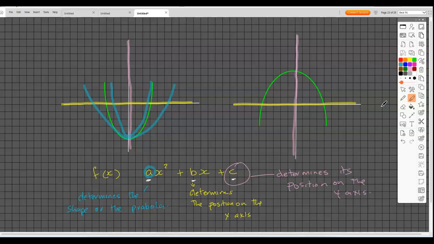So this is a little bit like a video control game. Depending on the value here will determine the shape of the parabola. The B value will determine where it is positioned on the x-axis, and the C value will determine where it is positioned on the y-axis. Let's look at that closer.